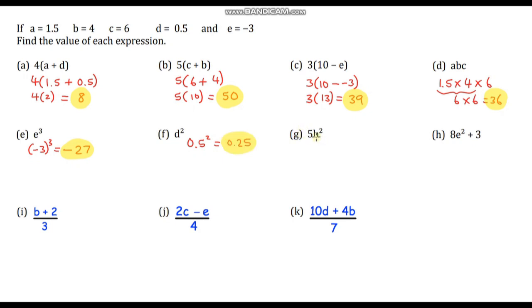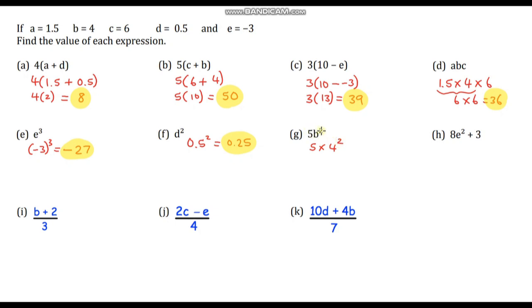Question G is 5b squared. So this is going to be 5 multiplied by b squared, and b is 4. So it's going to be 5 times 4 squared. And again, this is a question where there's a lot of misconception. People will do 5 times 4 first. So if b is 4, they'll do 5 times 4 and then square the answer.